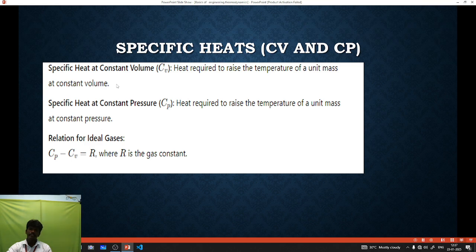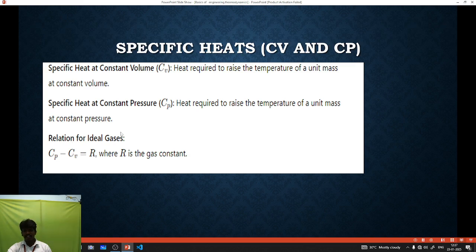Every temperature rise depends upon whether it is constant volume or constant pressure. If we take water in an open lid container, it's a constant pressure process. If the lid is closed, then it's a constant volume process. Specifically, the specific heat at constant volume means the heat required to raise the temperature of a unit mass at constant volume. The heat required to raise the temperature of a unit mass at constant pressure is the specific heat at constant pressure.